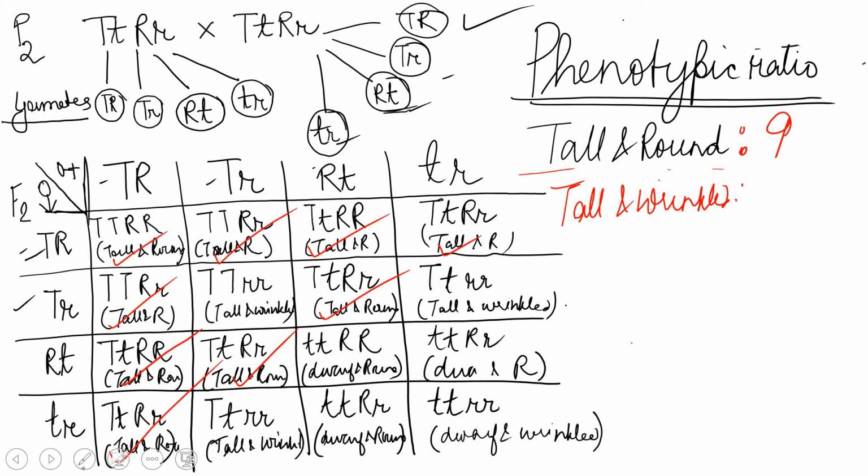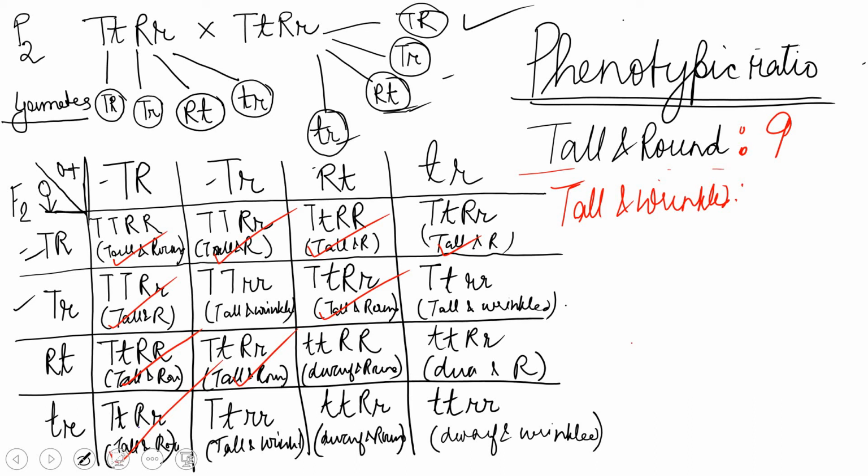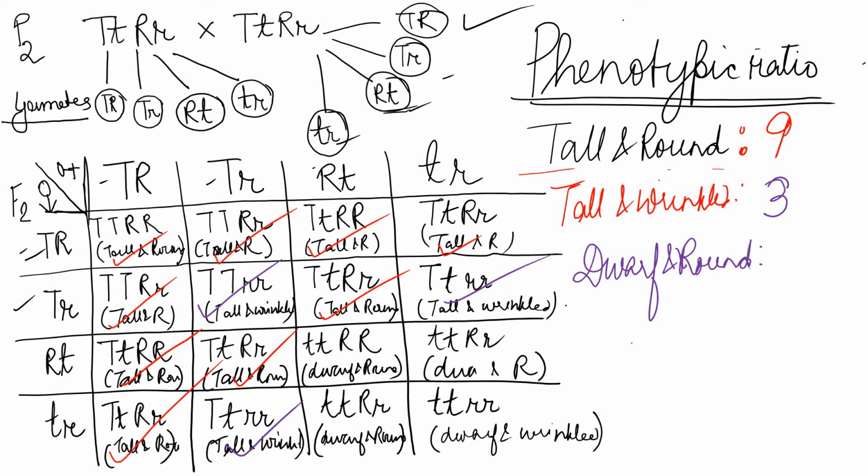Here let me change the color again. Let me take it as purple. What are we going to find? Tall and wrinkled: 1, 2, 3. There are 3 tall and wrinkled. Now next we have to find out how many dwarf and round are here. Dwarf and round seeds. That means dwarf in height and round in seeds.